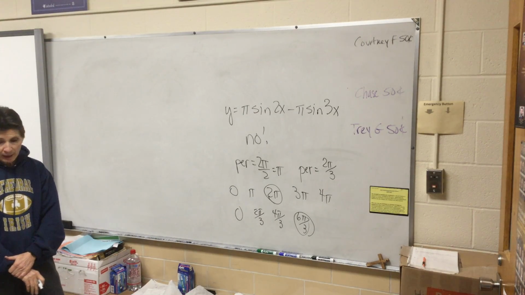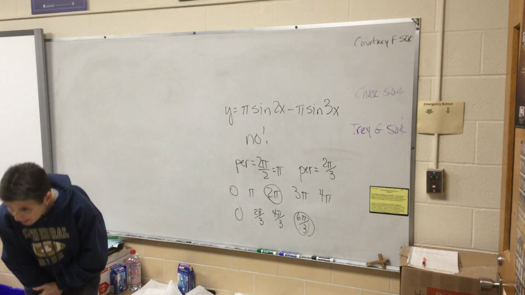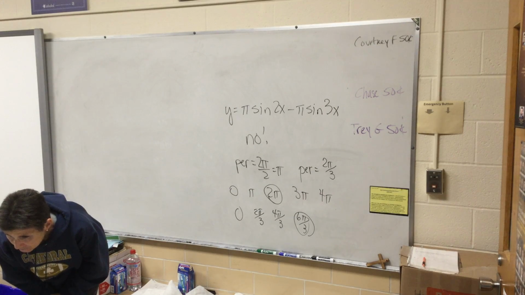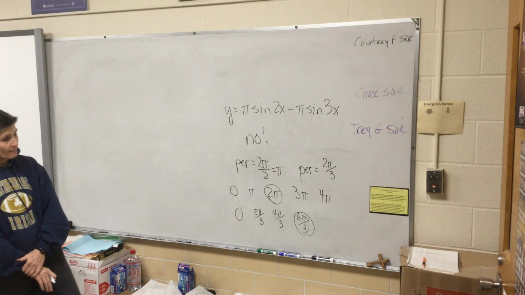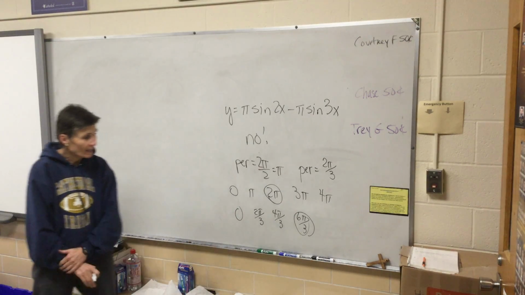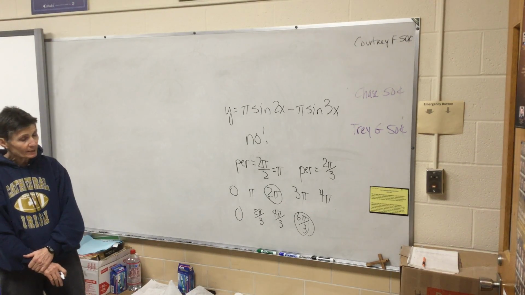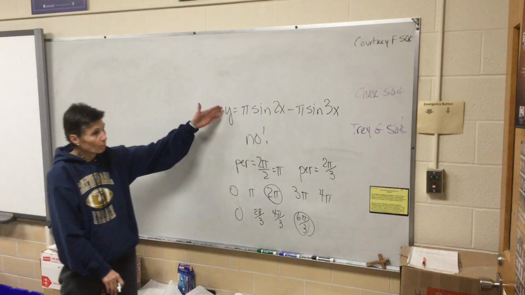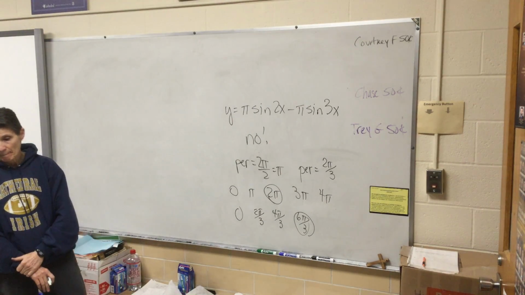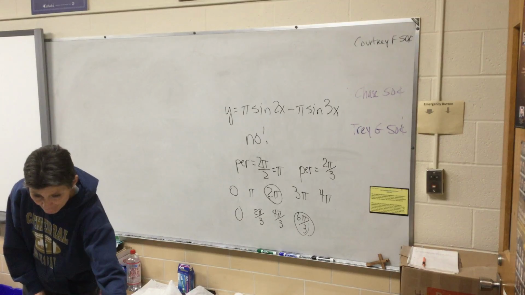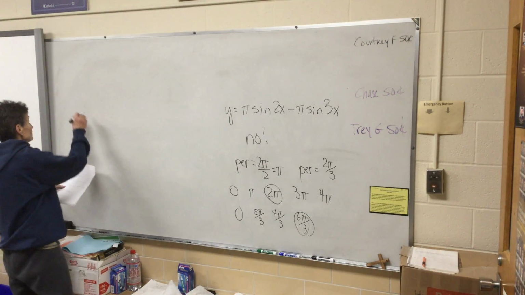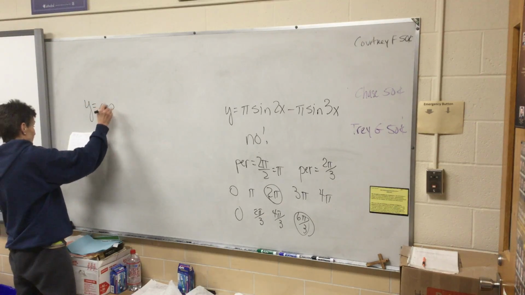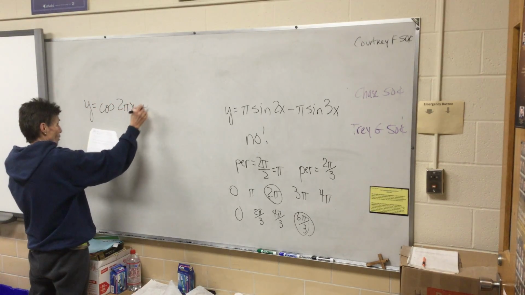I got 2 pi again. Anybody confirm that? I got some thumbs up. Anybody have a question about where I got 2 pi as the period of the whole problem? Okay, a couple more.